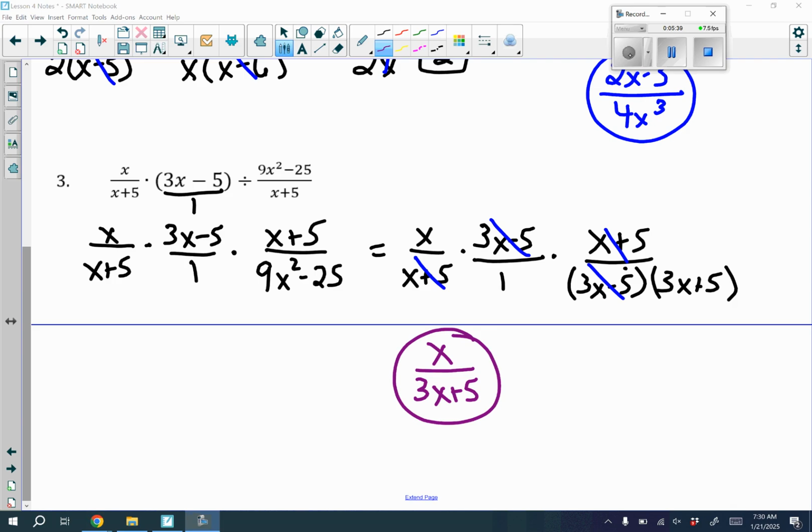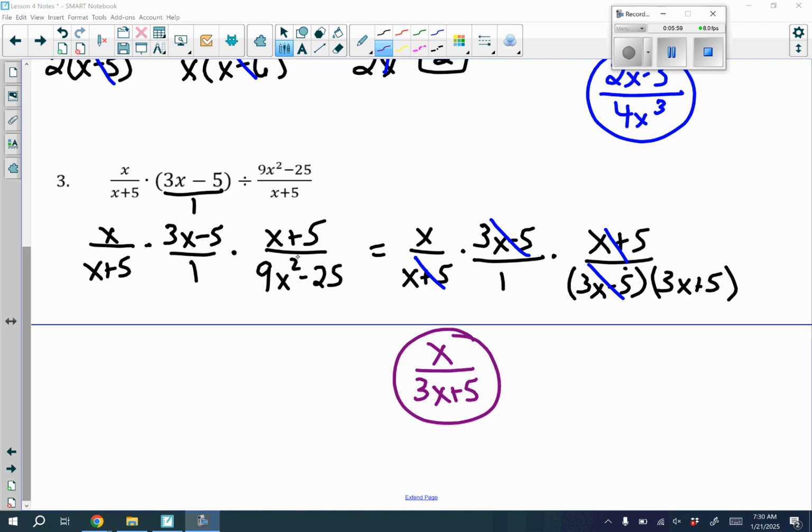So this one, I keep both. First of all, I changed 3x minus 5 into a fraction by putting it over 1. Now, we do have division. Remember, you're going to keep all of the fractions before it exactly the same. We change the division to multiplication, and then we flip the very last fraction here.